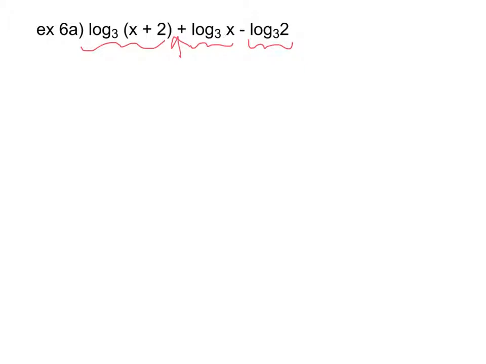So in between those different logs, I want to see what's happening, and I'm going to use a different color here. There's a plus sign and there's a minus sign between logarithms. So what does the plus sign between logarithms represent? Multiplication. What does the minus sign between logarithms represent? Division, because that's our quotient rule.